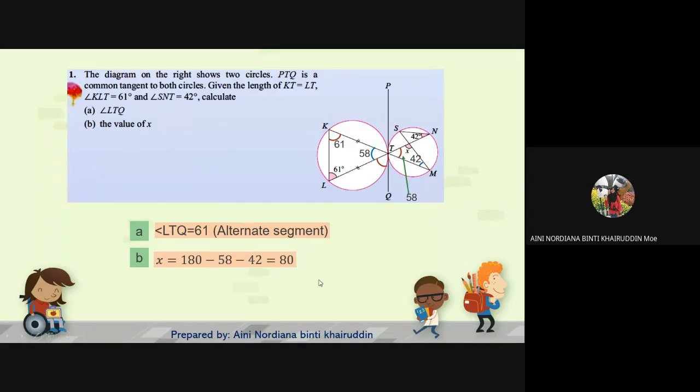So this is the answer for number 1. You can mark the answer now. And if you have any question, please ask.